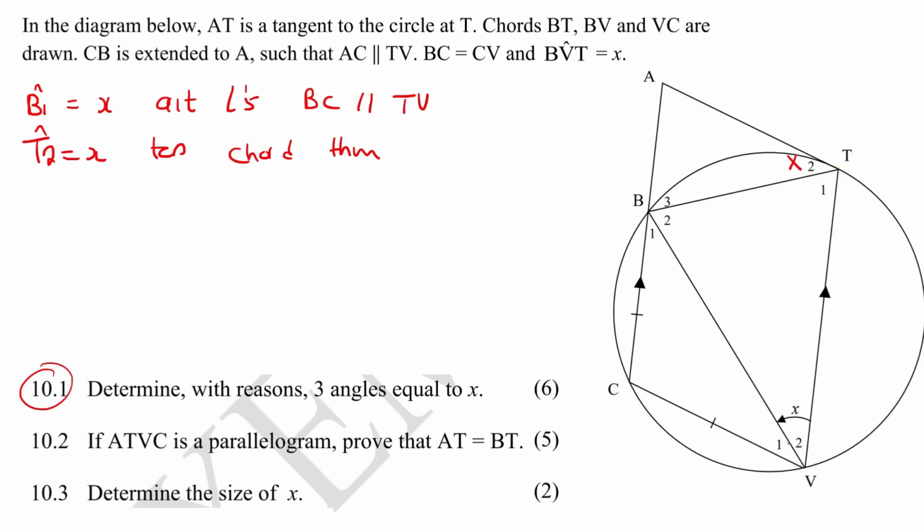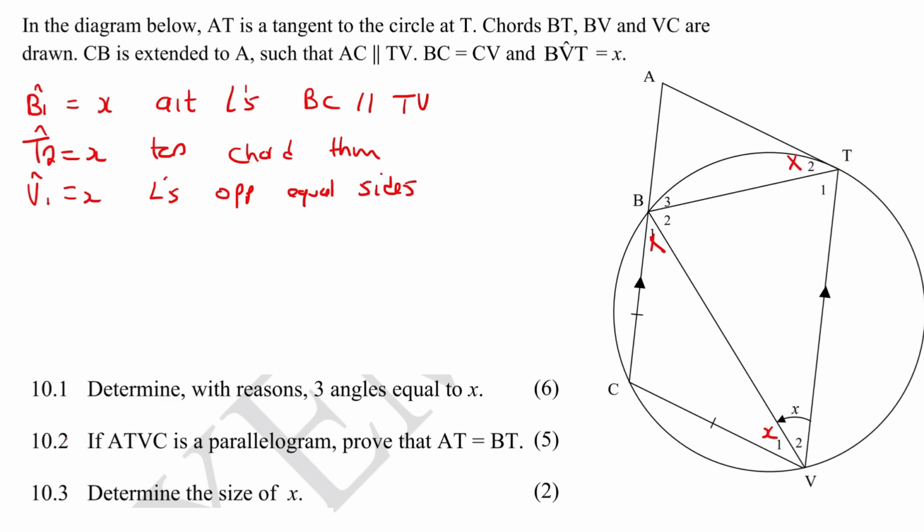Now we just need one more. Oh, we already said that this was x, right? Now we know that these two sides are the same. So if you have two sides that are the same in a triangle, then the opposite angles are also the same. So that's going to be V1, because we now have the angles that are opposite equal sides.